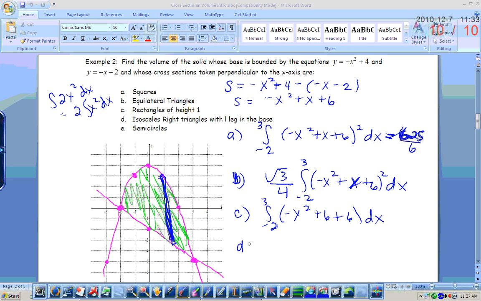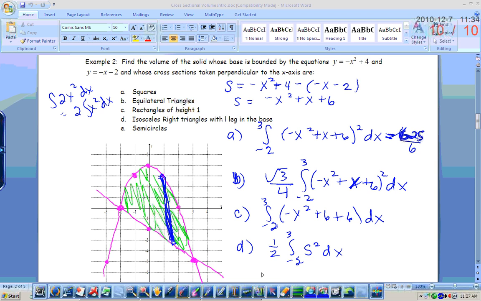Okay, D. What's the formula for isosceles right triangles? 1/2 s squared. And I'm going to get even lazier right here, and you're welcome to do this on your homework. If you've identified s as being negative x squared plus x plus 6, then you are welcome to just write s squared.